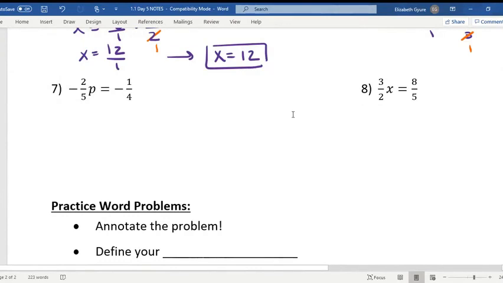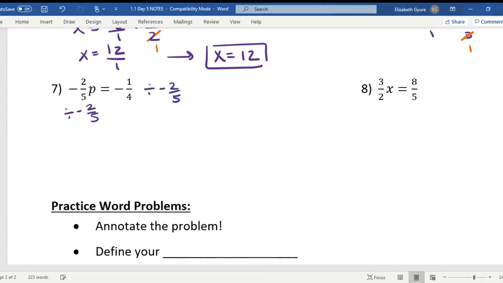Now you know. All right, number 7. We got -2/5 p equals -1/4. So this one, we got two fractions now, right? So we have -2/5 times p. The opposite of multiplying is dividing, so we're going to divide both sides by -2/5.